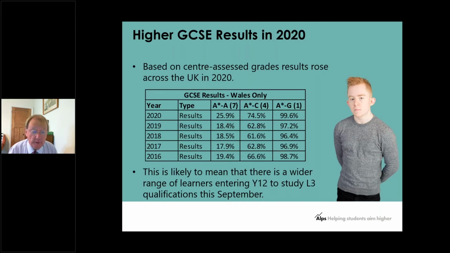You can see the fairly steep rise in A star to A grades at GCSE this year to 26%, let's call it, and at A star to C to 75%, whereas the low 60s had been the norm certainly for the last 3 years. And it's pretty likely, therefore, that thinking about current year 12 or just starting with you, that you've probably got more of them and maybe a wider range of learners in terms of ability, potentially studying level 3 qualifications with you in the next 2 years.